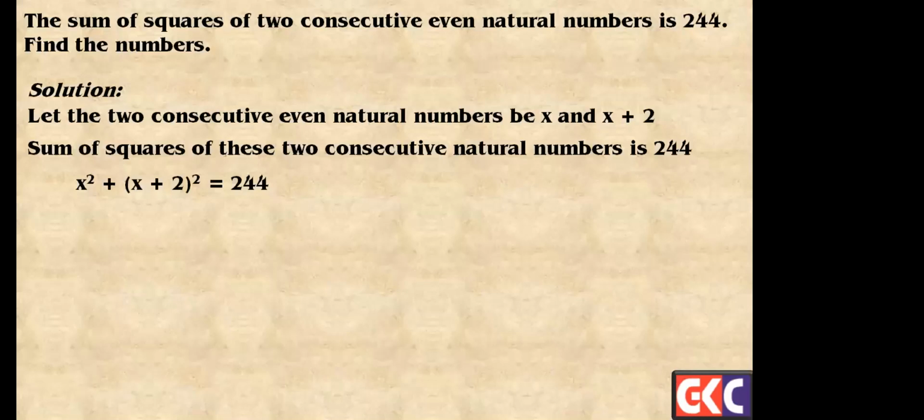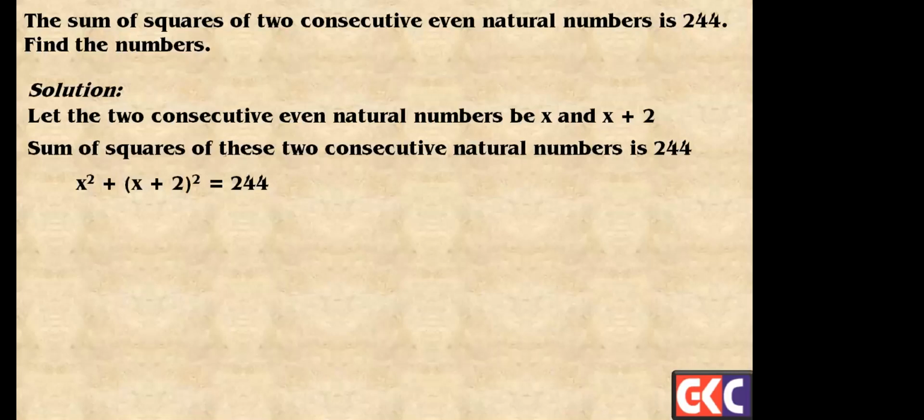So x square plus x plus 2 the whole square is equal to 244. Hopefully you understand what this is. See, the two natural numbers we consider are x and x plus 2. Sum of the squares of these two consecutive natural numbers: since it is a sum, addition; squares of these two natural numbers means x square and x plus 2 whole square. So x square plus x plus 2 whole square is equal to 244.